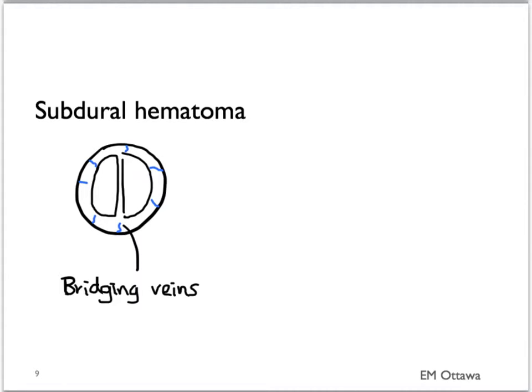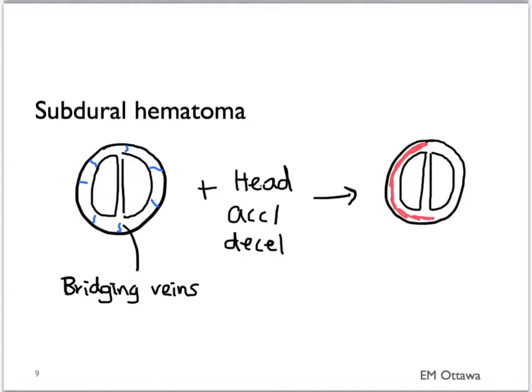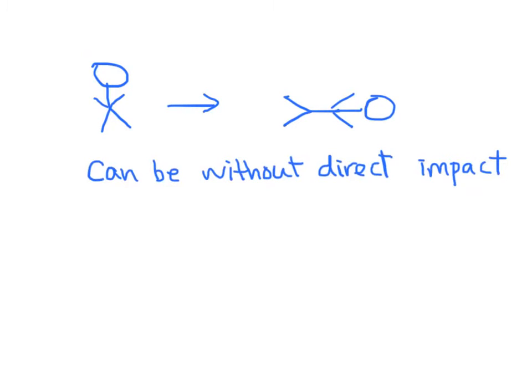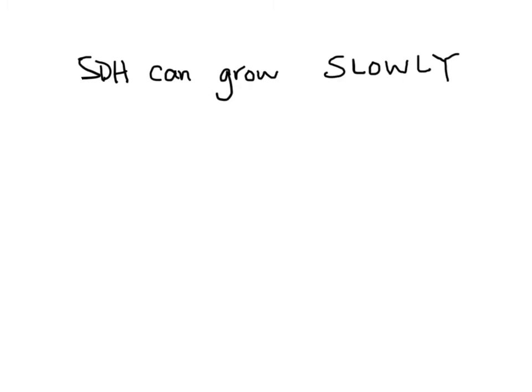Subdural hematoma are bleeding from bridging veins in the dura. When there is rapid acceleration-deceleration of the head, that can shear these veins, causing bleeding. Subdural hematomas can be caused by falls, but no direct head trauma is needed. Since the bleeding is venous, it is low pressure in nature. Therefore, subdural hematoma can grow slowly.